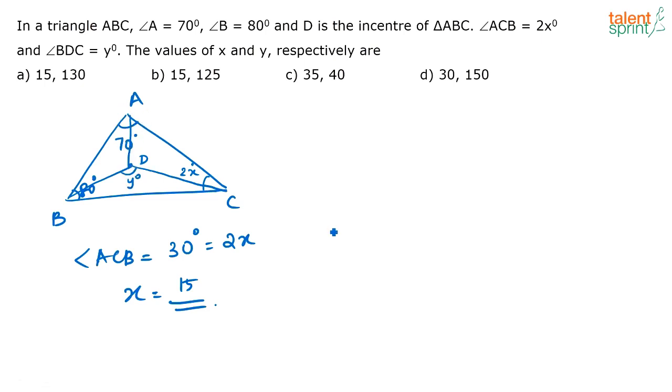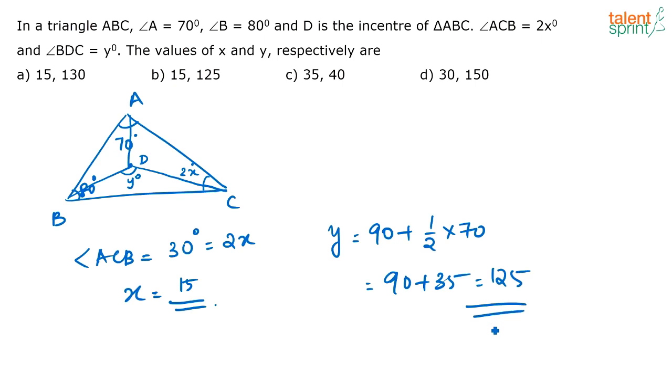So what will this y be? This y is going to be 90 plus half of 70, that is the angle at the vertex opposite to the side BC. Or 90 plus 35. So this is going to be the value of y and x is 15. So what are they asking? This is 125. So the option is B, 15 and 125. Yes. Good. So everybody got it. I hope all of you got this answer as B. So let's move on to the next question.